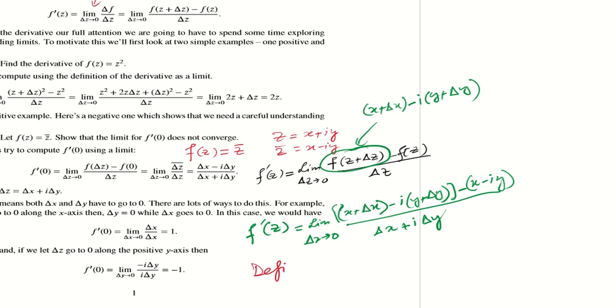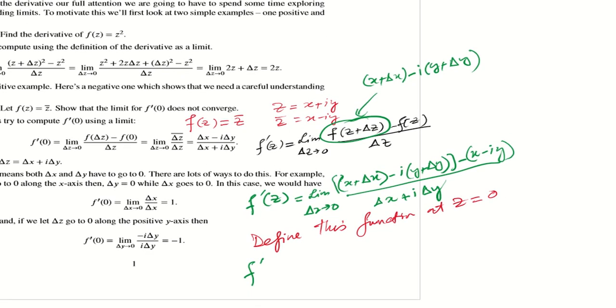Define this function at z equal to 0. So we get f prime of z, which is the limit, f prime, not z but 0, because now we are defining it as 0, at 0.